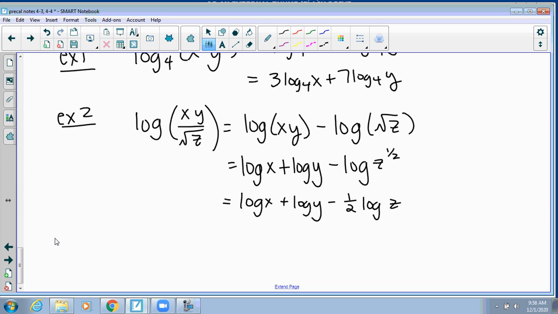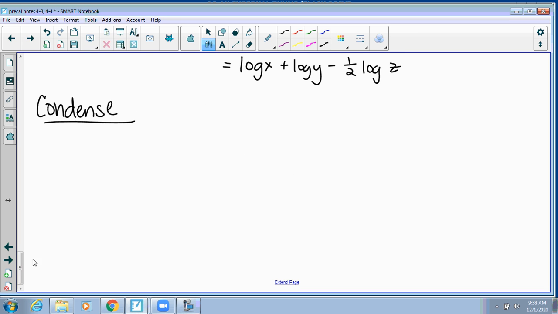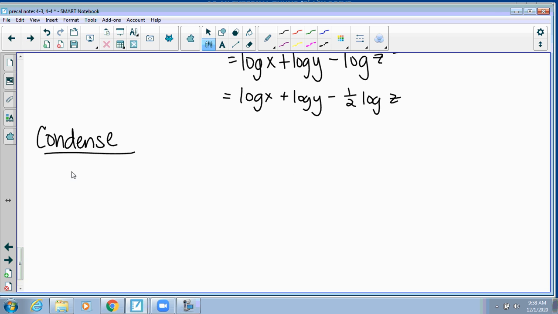So now we're going to combine logarithms together. So we just did an expansion. Now we're going to condense or combine. You can see it written in different forms. So to condense them together, I'll do a natural log problem. Let's say I had ln of 7 plus ln of x minus 3 ln of y.